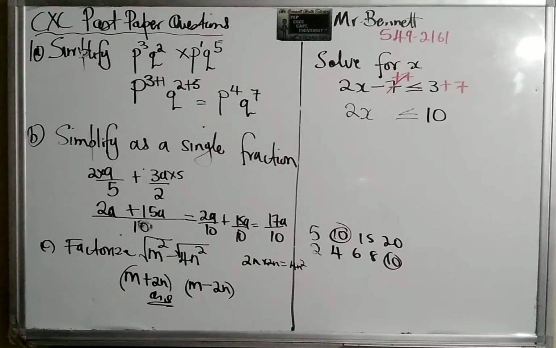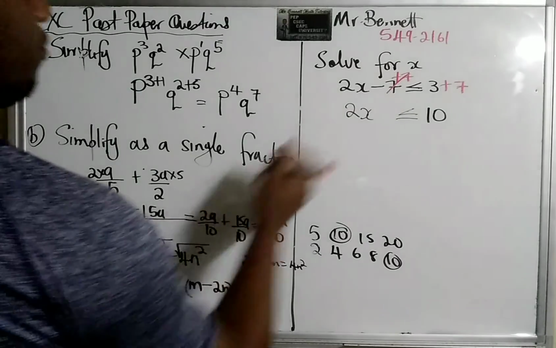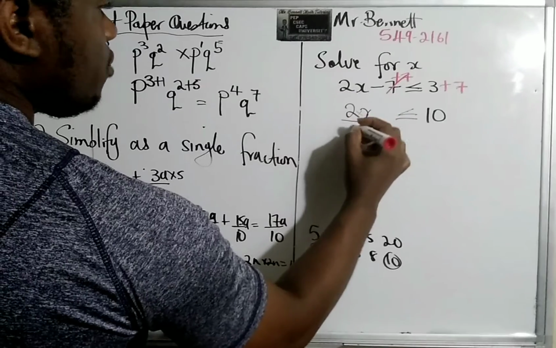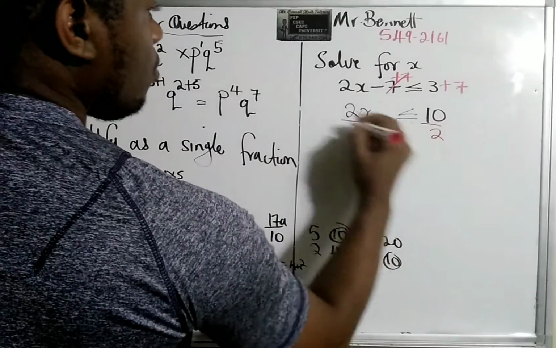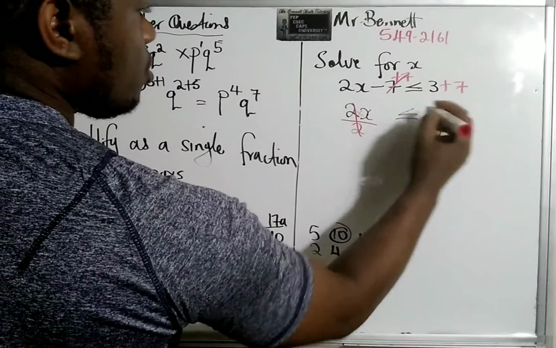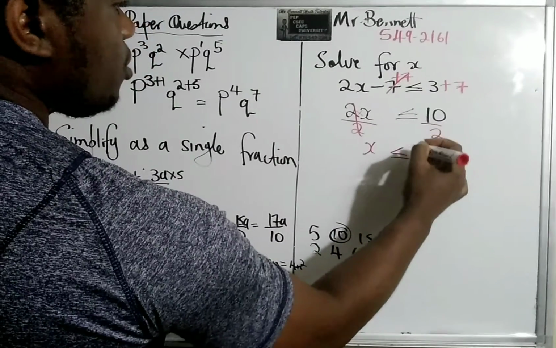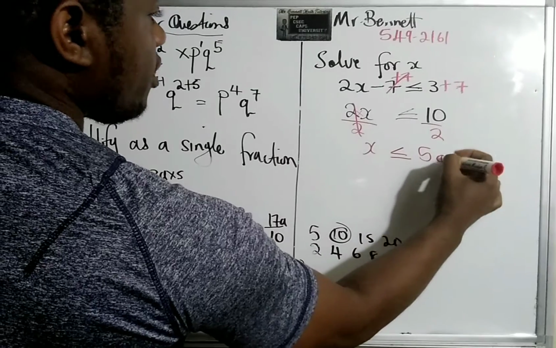Now we're not finished, because it asks us for x, not for 2x. So we take the inverse of times. This is the same thing as 2 times x. So we take the inverse, which is to divide by 2. What we do to one side, we do to both sides. So we get x now less than or equal to 10 divided by 2, which is 5.